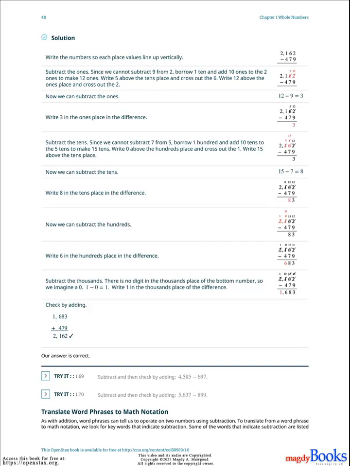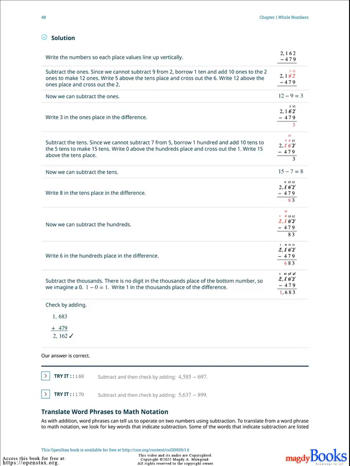2.3. Now we can subtract the hundreds. 10 minus 4 equals 6. Write 6 in the hundreds place in the difference. 2.4. Subtract the thousands. There is no digit in the thousands place of the bottom number, so we imagine a 0. 1 minus 0 equals 1. Write 1 in the thousands place of the difference. The result is 1683.